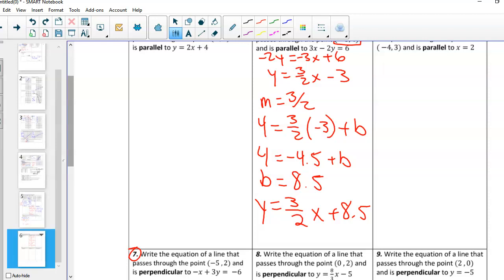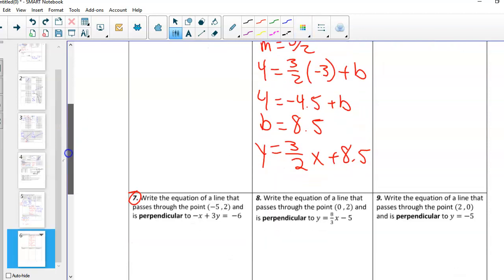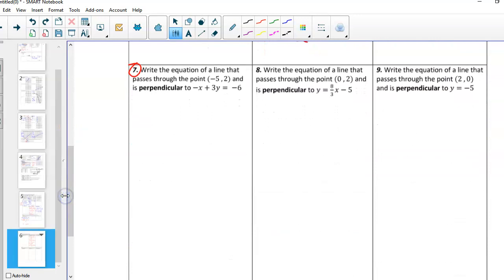Okay, let's do a perpendicular one. Same thing. We need to solve this before we do anything else. So let's add x and divide each by 3. That's not our answer. But if we need to write a new equation that is perpendicular to this one, what will our new slope be? -3.